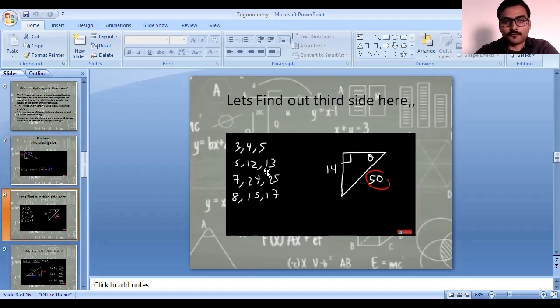And there are other examples as well of Pythagoras triples like 3, 4, 5; 5, 12, 13; 7, 24, 25; 8, 15, 17. Let's take an example of a triangle with 14 and 50 as sides given and a theta is given. It's a right angle triangle and we need to find the third side. How will you do it? We'll take these triangles as an example and we'll find, 14 is a multiple of 7. 7 into 2 is 14. 25 into 2 is 50. So the third side will come 24 into 2, 48.